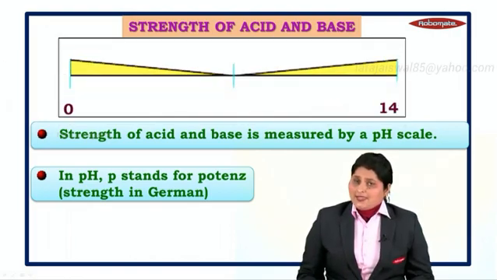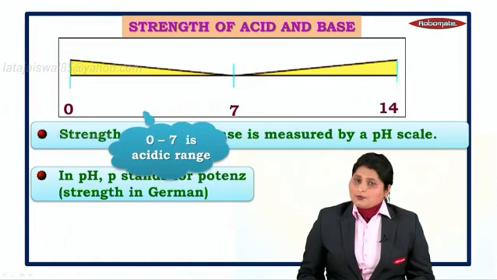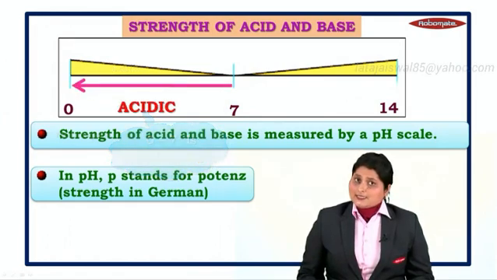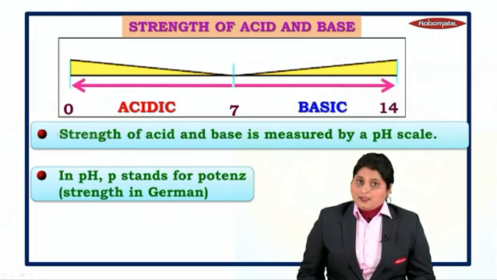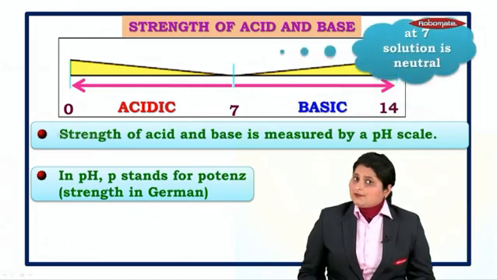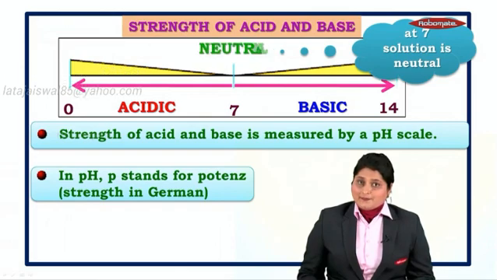Now this is how the pH scale is. It ranges from 0 to 14, and in between there is a 7. Now 0 to 7 is the acidic range and 7 to 14 is the basic range. At 7, the solution is neutral. When I say neutral, it is neither acidic nor basic, which shows pH 7.